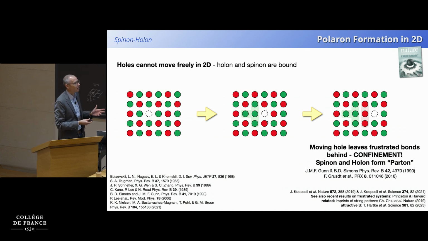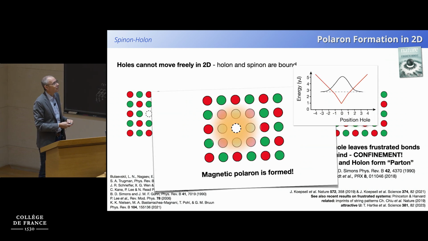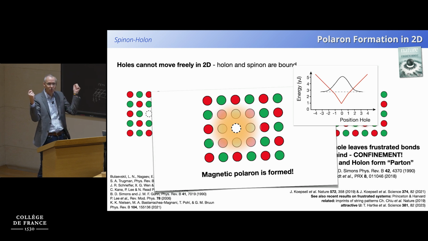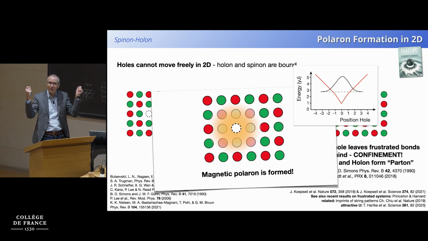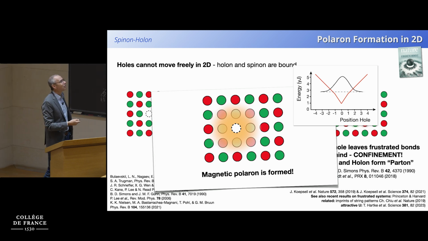And the situation is very much like in nuclear physics, where you have a similar phenomenon where the energy cost for trying to separate quarks grows linearly with distance. So you have confinement. And the new particles that form are the partons, the mesons, for example, in nuclear physics. And the same thing happens here. You have a new quasi-particle that is formed out of this hole, tied to the spin background, and this is what we call the magnetic polaron.